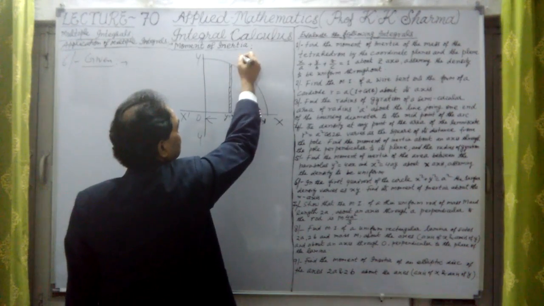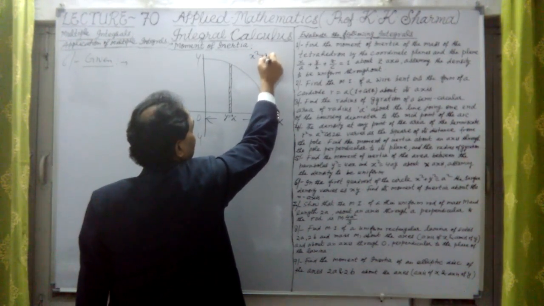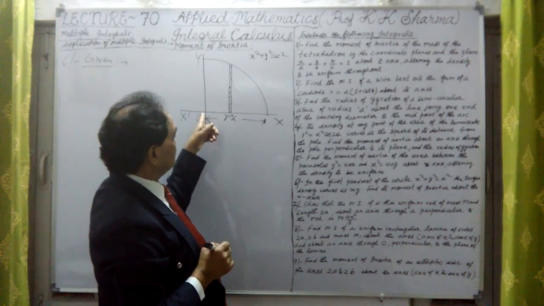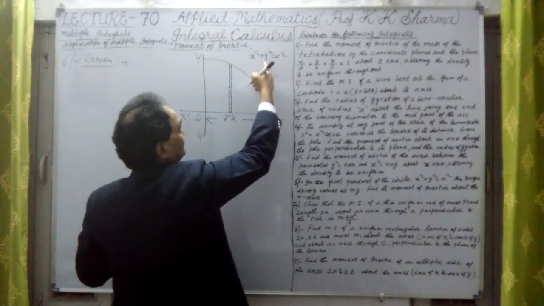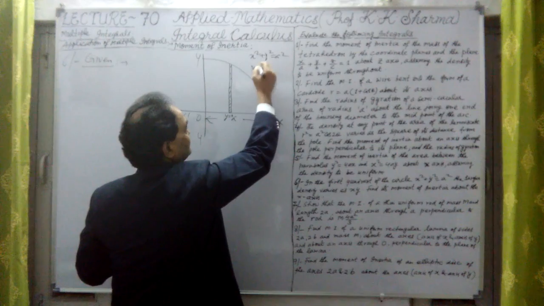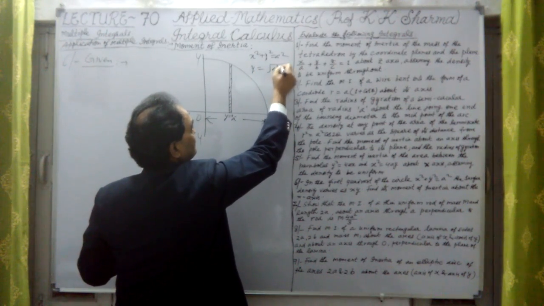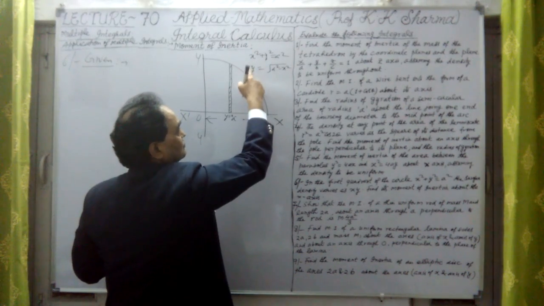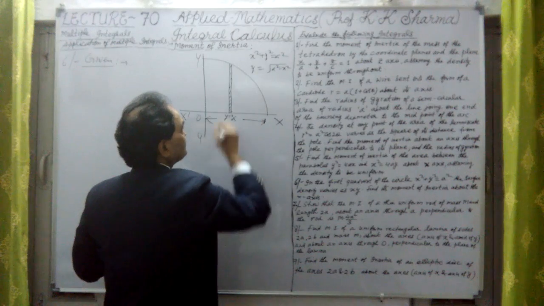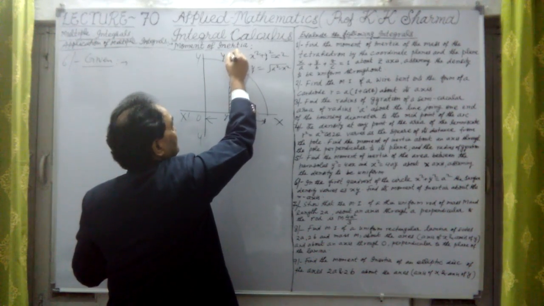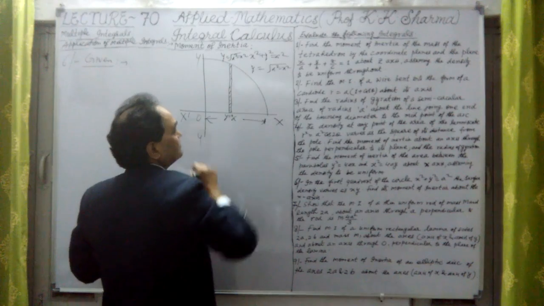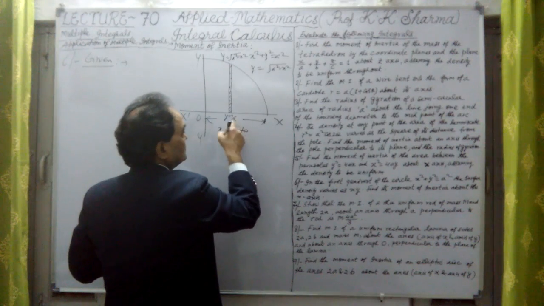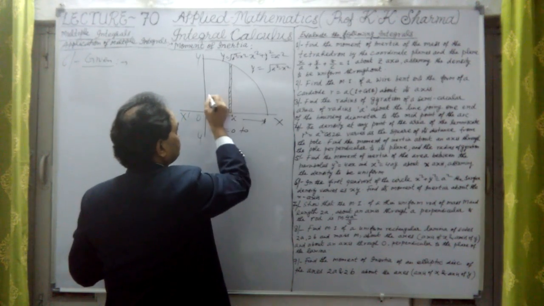Now this circle is x square plus y square equal to a square, where a is the radius of the circle and the center is 0, 0. From this, y can be calculated: a square minus x square equal to y square, or y equal to under root of a square minus x square. Here x equal to 0, and at this point x equal to a.